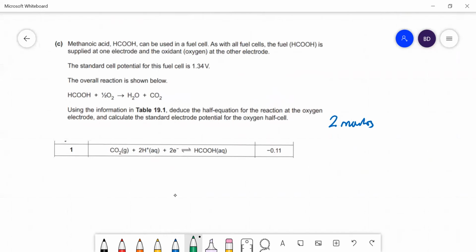Right, methanoic acid can be used as a fuel cell. And the fuel is supplied at one electrode and the oxygen at the other electrode. The standard electrode potential is 1.34 volts. The overall reaction is shown below. Using the information, deduce the half equation for the reaction of the oxygen.